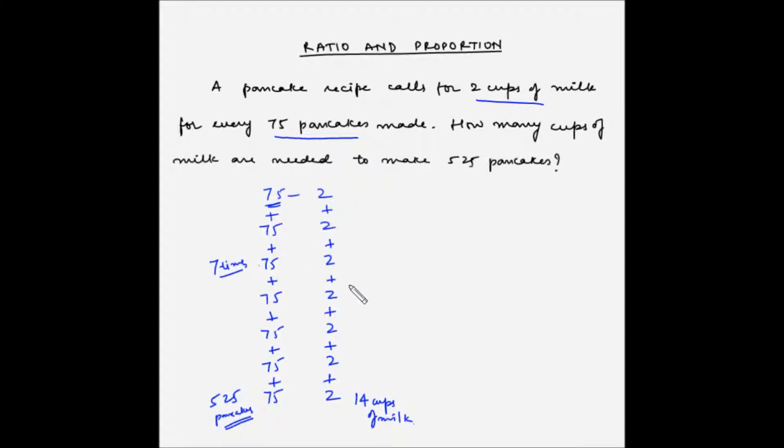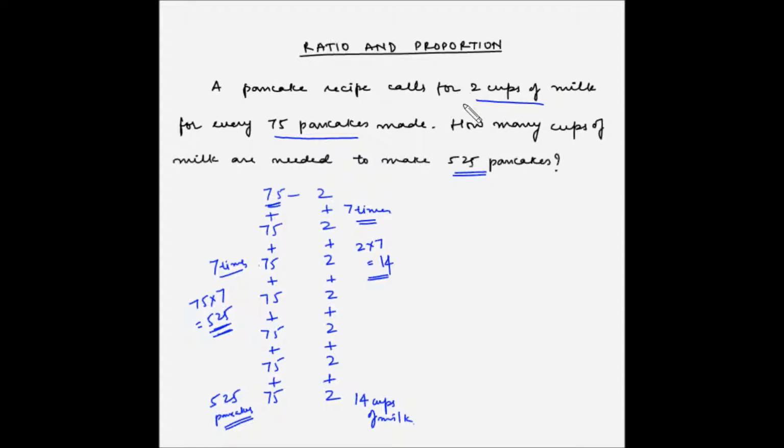And the same thing we did here is we added 2, 7 times. So 75 multiplied by 7 became 525, which is what we wanted. And 2 multiplied by 7 became 14. So basically we need 14 cups of milk for 525 pancakes. So this is one way of solving this problem. Now let us look at another way.